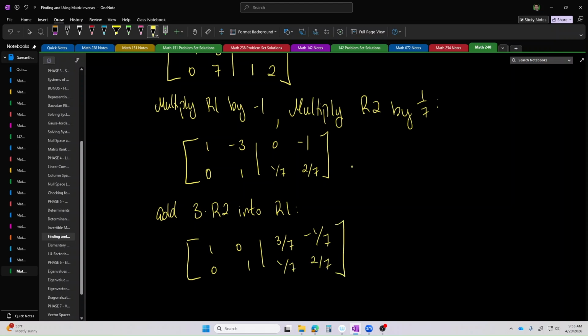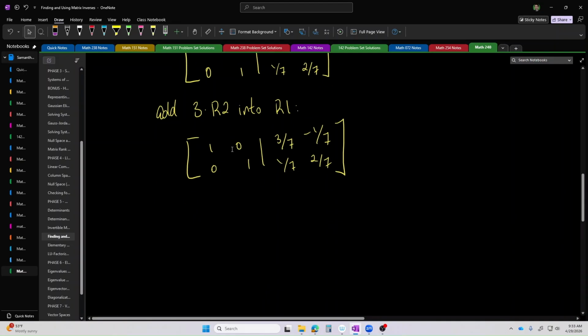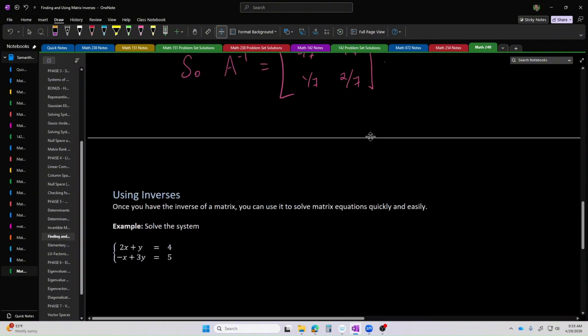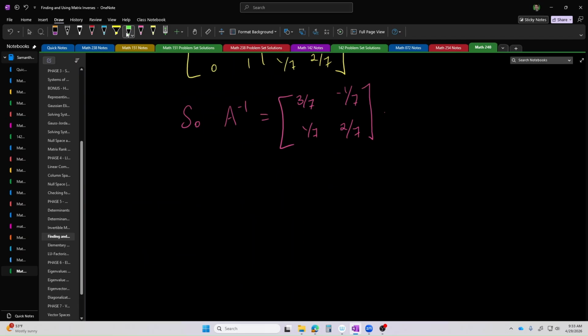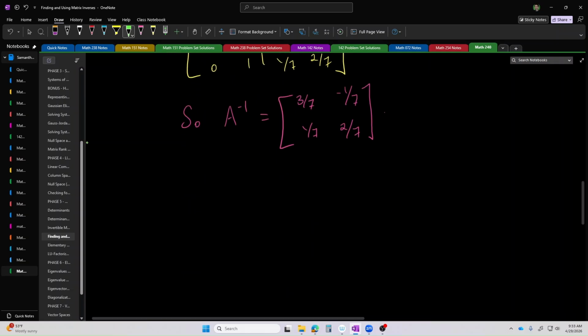Okay, so now we have completed our Gauss-Jordan elimination. The matrix on the left-hand side has been converted into the identity. And what has appeared on the right-hand side is now equal to the inverse of our matrix A. -3/7, -1/7, 1/7, and 2/7. If you like, you can verify that this result is true. You can double check that by multiplying A and its inverse together to see if they quote unquote cancel each other out.